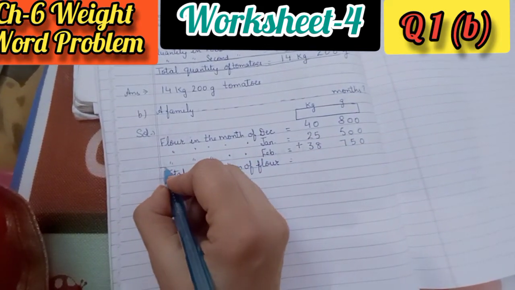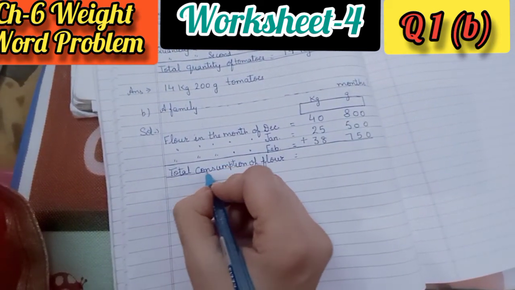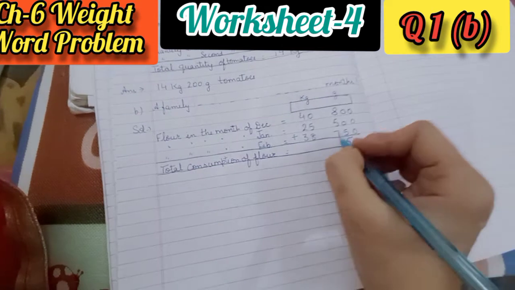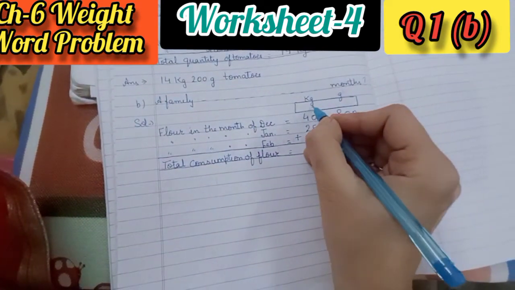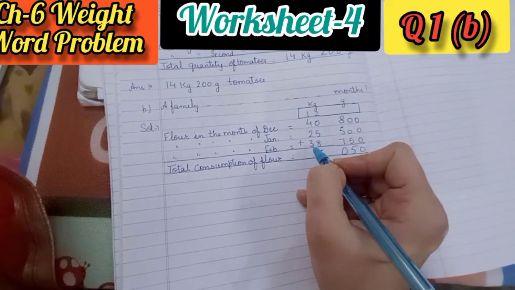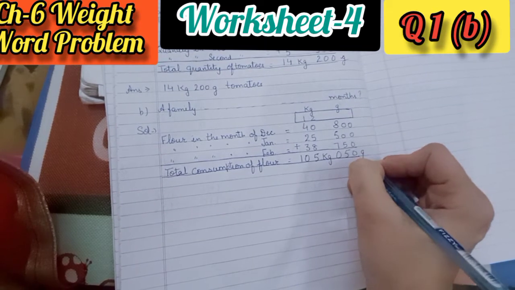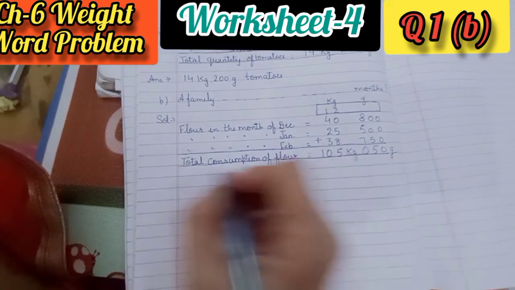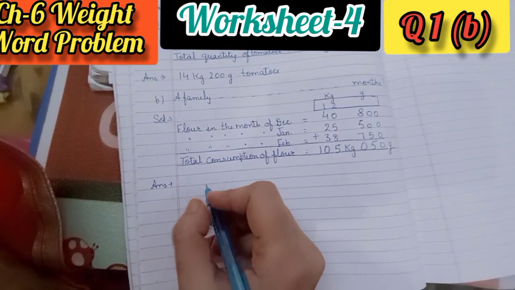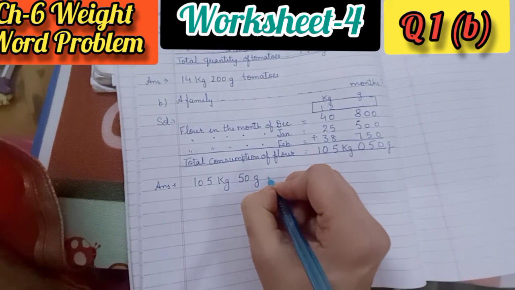Flour is atta. So you need to add. After adding, we will get 20, and 2 carry will go to kilogram, 13 and 1, 15, 1, 6, 3, 9 and 105 kilogram and 50 gram. 050 we will say as 50, and in answer we will write the total consumption of flour for 3 months will be 105 kilogram and 50 gram flour.